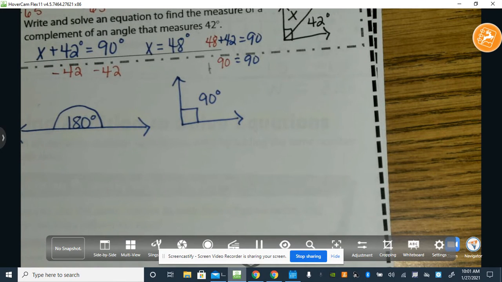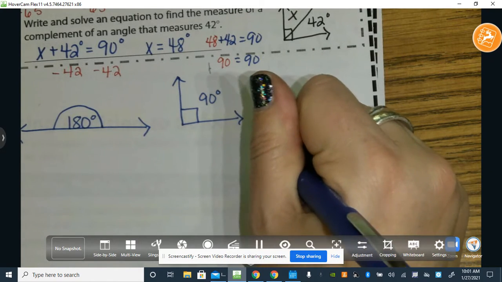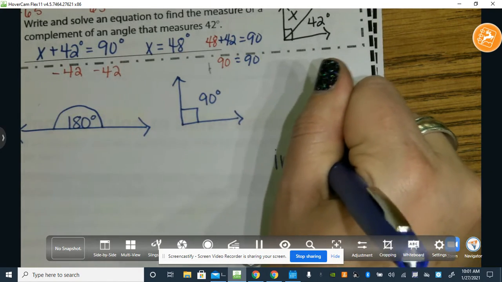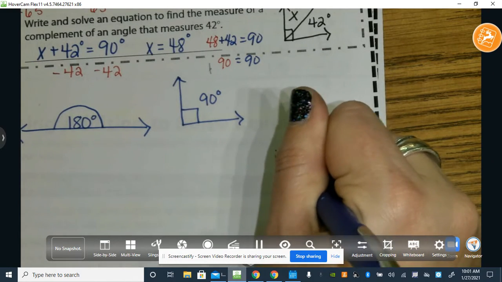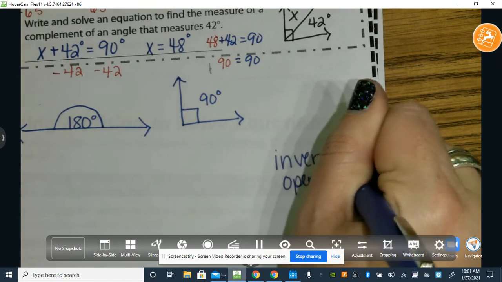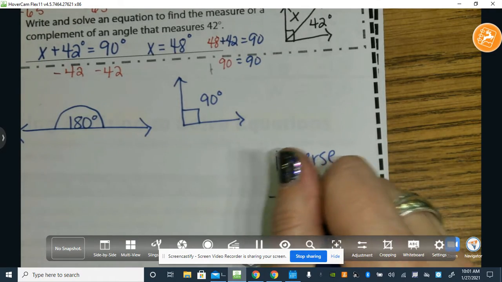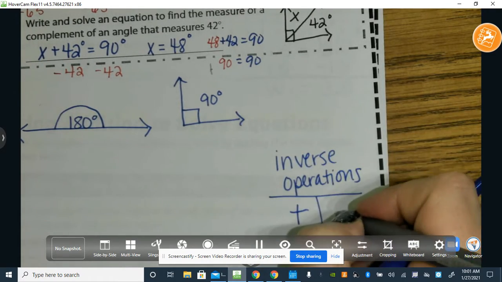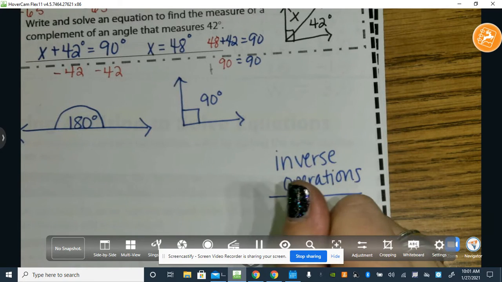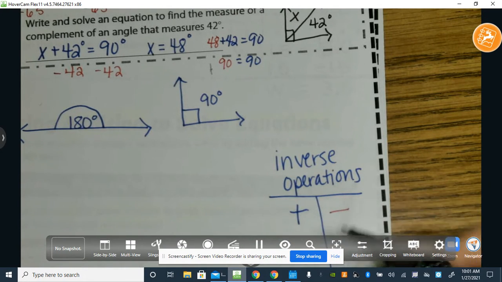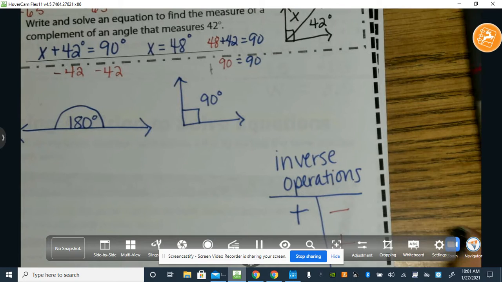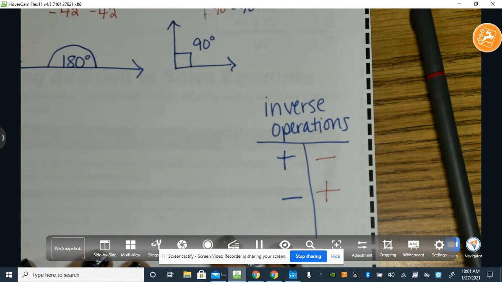Now, when we're solving equations that involve addition and subtraction, you are using inverse operations. And I want you to remember the rule. With inverse operations, when you have addition, the inverse of that is subtraction. When you have subtraction, the inverse of that is addition. So you always want to use the inverse operation to solve your equations. Okay?